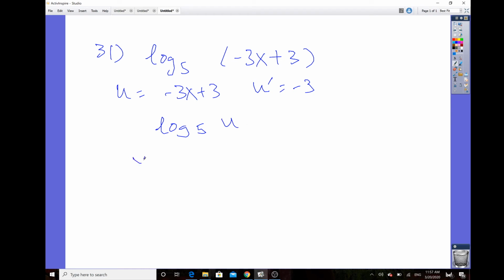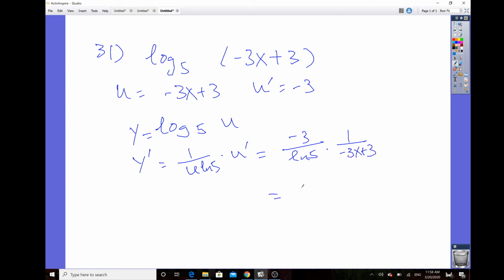So the derivative y prime, well, again, this one is y. So y prime would be 1 over u, times natural log of 5. But don't forget, times u prime. And then you want to unsubstitute. So we do have negative 3 over natural log of 5, because this one is part of the coefficient, so that's why I just want to put them together. And then times 1 over u, which is 1 over negative 3x plus 3.